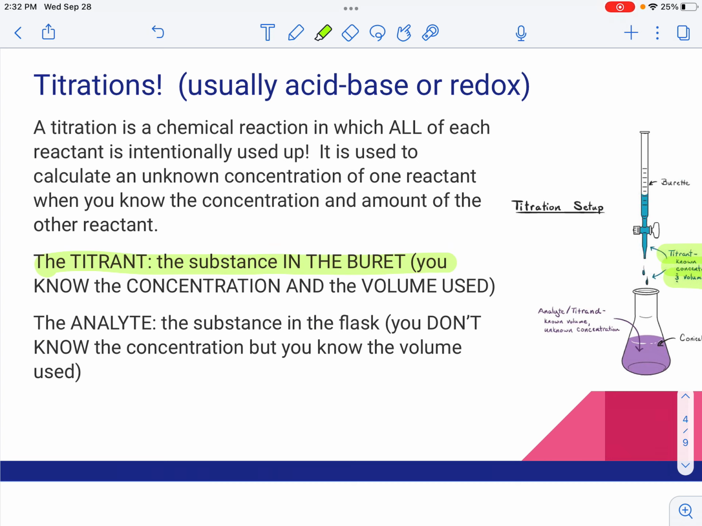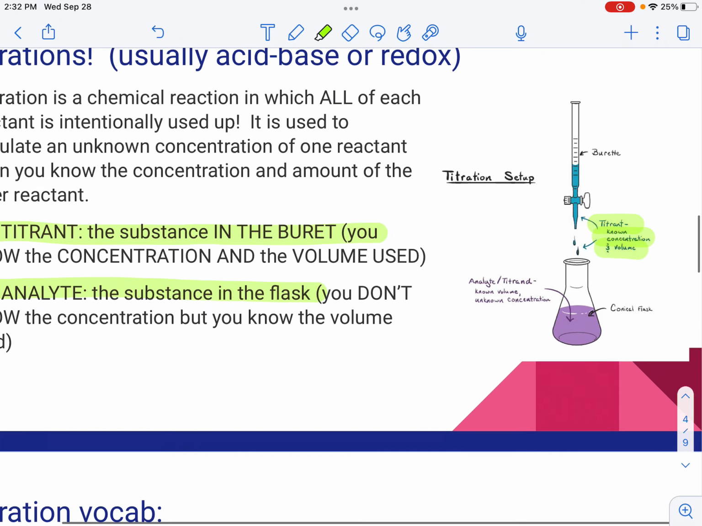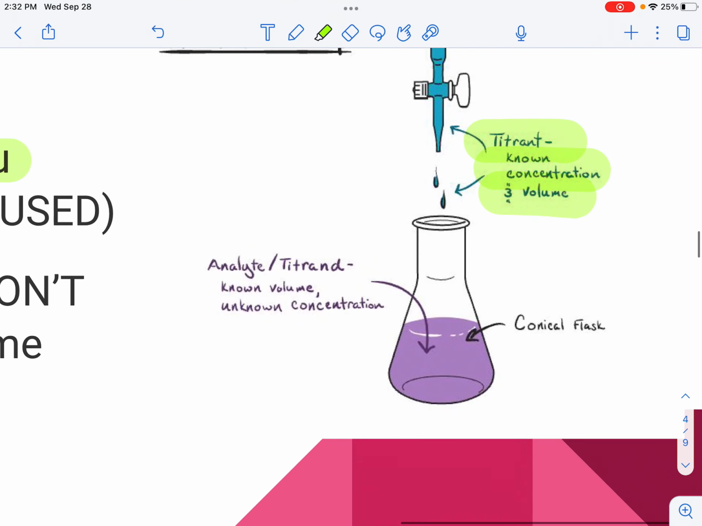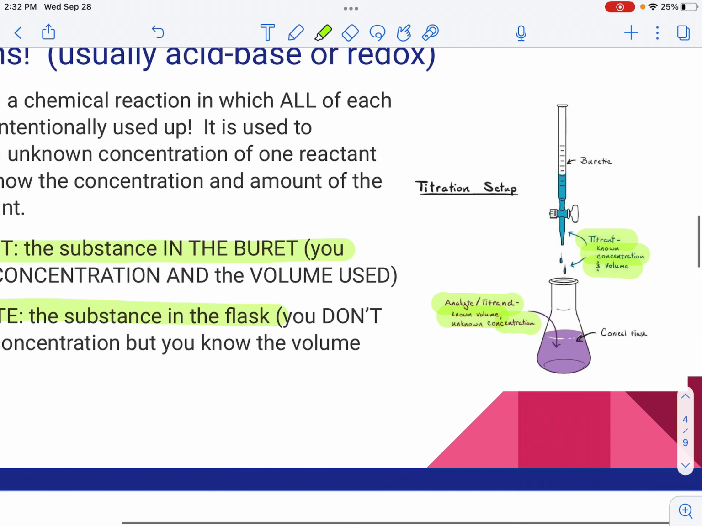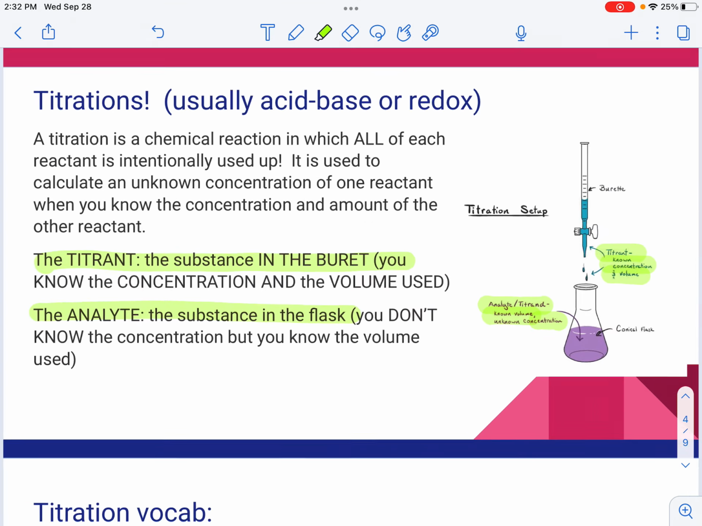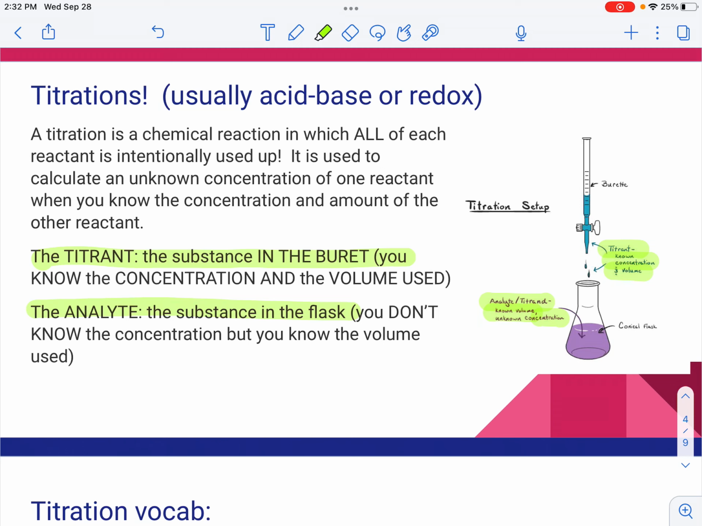It's what you're analyzing. So the analyte is the substance in the flask. It's the thing you don't know the concentration of, but because you put it in your flask yourself, you know its volume. Sometimes it's called the titrand. I don't like to do that because titrant and titrand get really close to each other. So usually I use the word titrant for what's in the burette and analyte for what's in your Erlenmeyer flask. And you know how much is there, but you don't know its concentration. And as you know now, we use Erlenmeyer flasks because they're purposely designed so that you can swirl without splashing your stuff out.